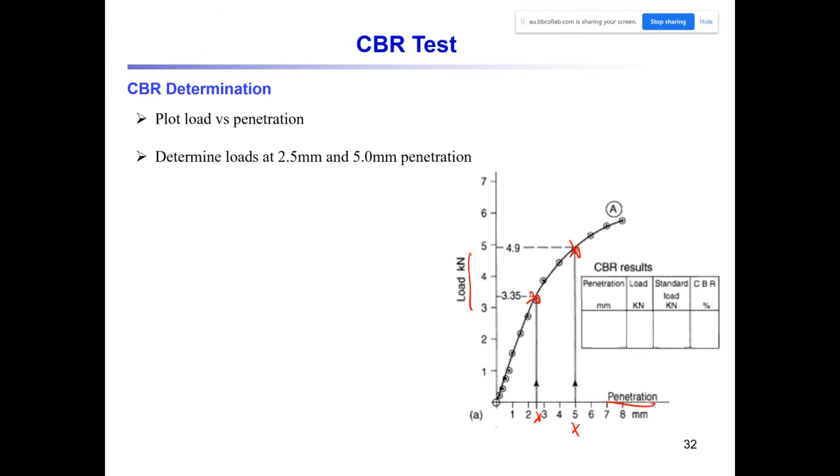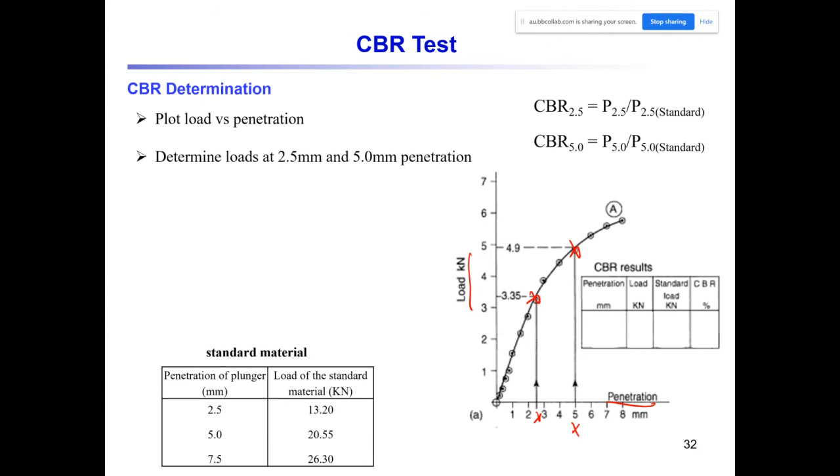What is the definition of CBR? CBR means comparison of the strength of the site soil with the standard material. So in order to determine the CBR, we need to compare these two levels of loads with the load of the standard material. So we calculate the loads for these two penetration levels, and then we determine CBR 2.5 and CBR 5 by using these two simple equations. So load at 2.5 millimeter divided by load at 2.5 millimeter penetration for standard material.